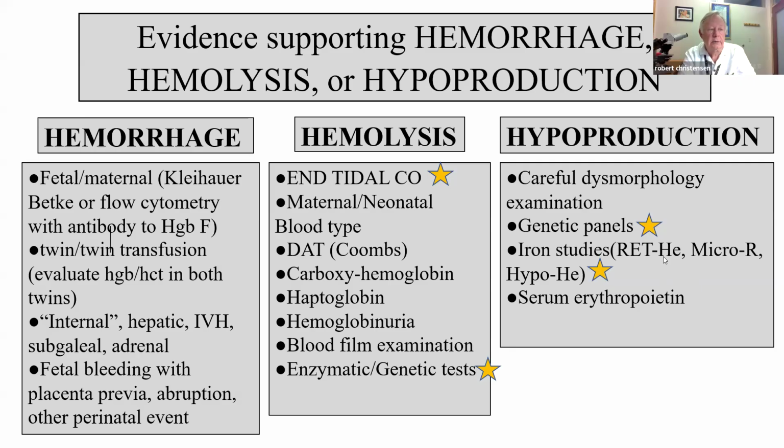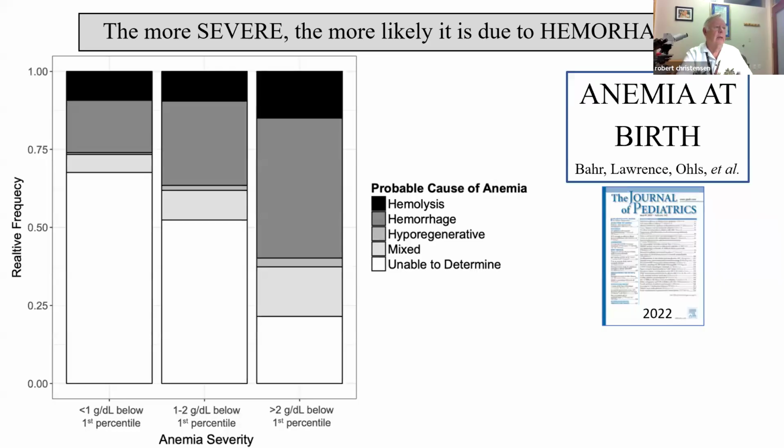And so iron studies like retic, hemoglobin, micro-R, and hypo-HE can be quite helpful, as can serum erythropoietins. So anyway, look at these three columns. These are babies that all had severe anemia at birth.